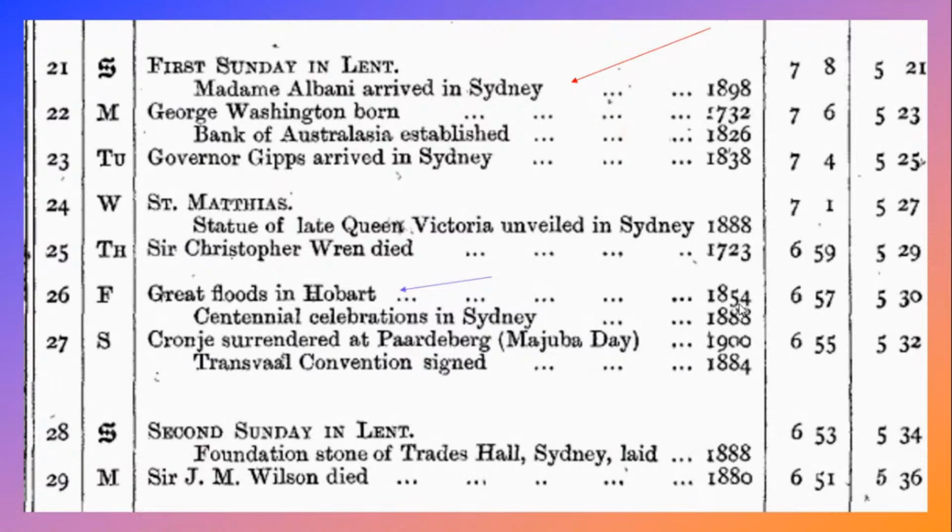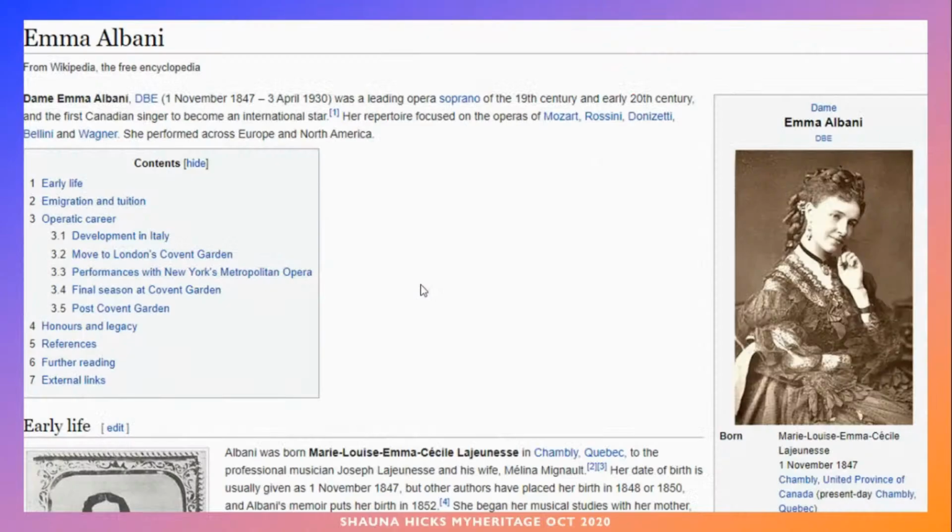But coming back to Madame Albani, she was a Canadian opera soprano, and she toured Europe and North America, and she also did a tour down under, and people went along and saw her. It's that sort of thing that we often think in Australia, well, maybe we didn't have too much culture in those early years, but we did have visiting opera sopranos coming, and people did go along and listen to them. So it's interesting to think, what did our ancestors do for culture?